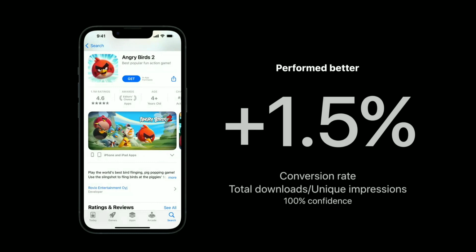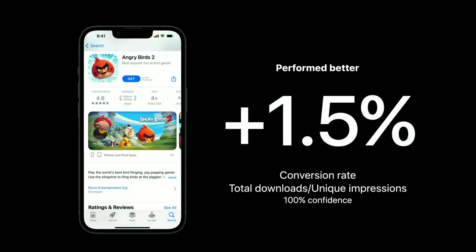To their surprise, the original product page with the evergreen art performed better than the seasonal creative, with a 1.5% higher conversion rate and 100% confidence. While in this scenario, this particular seasonal art did not perform better, we recommend that you test seasonal creative for your app or game and let the data help decide what works best for you.